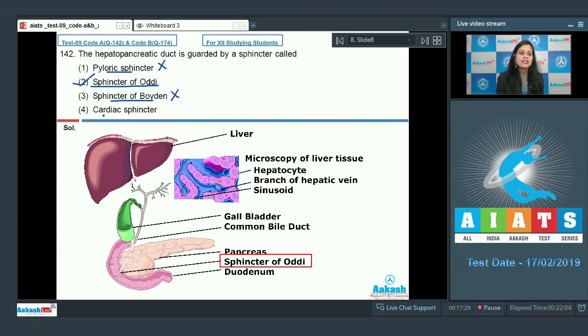And the last option is cardiac sphincter, and this is an incorrect option because cardiac sphincter guards the opening of esophagus into stomach. So the correct answer to this question is option number 2. Let's discuss our next question.